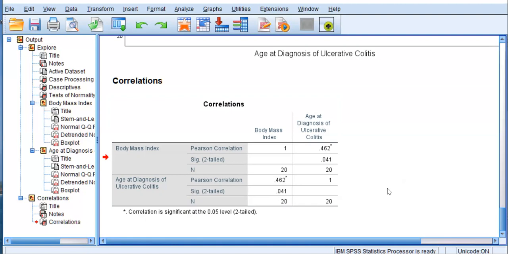The interpretation, as we might say it in APA format, is: a Pearson correlation analysis indicated there was a significant correlation between BMI and age at diagnosis among veterans with UC, r(18) = 0.46, p = 0.041. Therefore, higher BMI values were associated with older ages at which the diagnosis occurred.